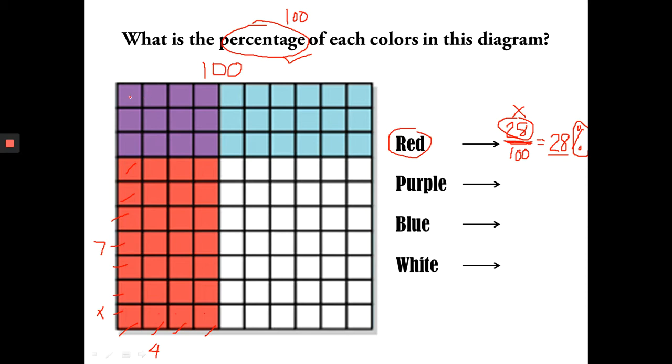So let's try with purple. Let's proceed to purple. How many purple squares are there? 1, 2, 3, 4. 4 times 1, 2, 3. 4 times 3 is 12. Yeah? So if you're not sure, you can count the squares one by one. 1, 2, 3, 4, 5, 6, 7, 8, 9, 10, 11, 12. Now you're sure that it's 12. You write down there 12, and the denominator is 100.